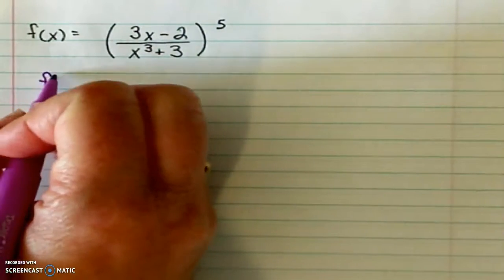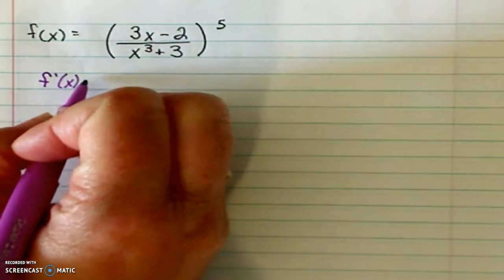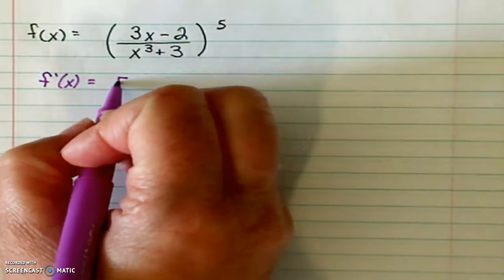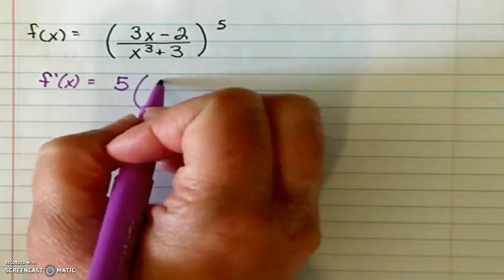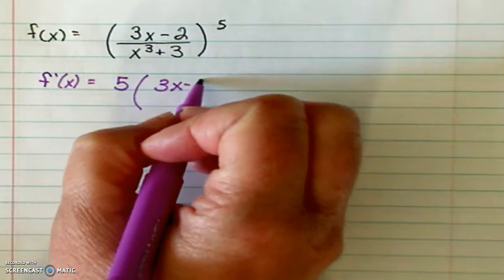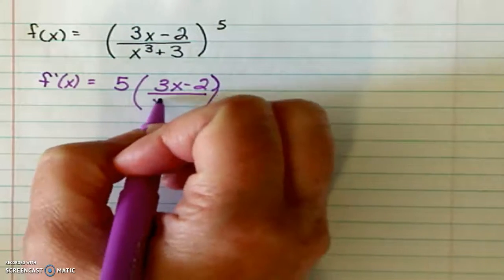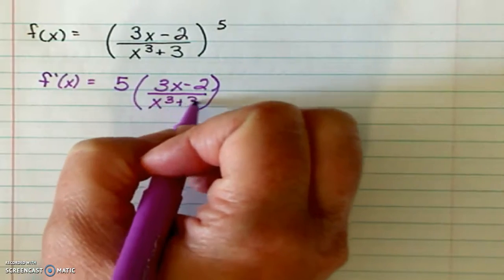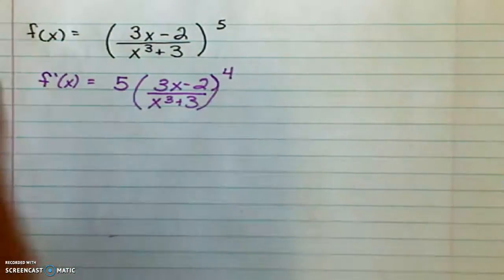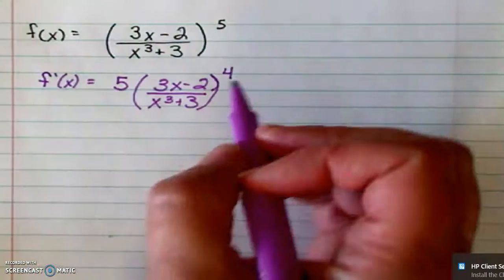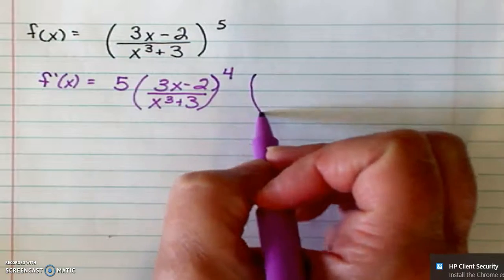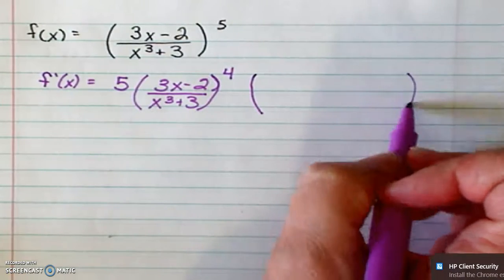So as we take the derivative, what we are going to do is bring down the exponent, keep what's inside the parentheses the same, and decrease the exponent by 1. Now the final thing that we have to do is we are going to have to do the quotient rule.